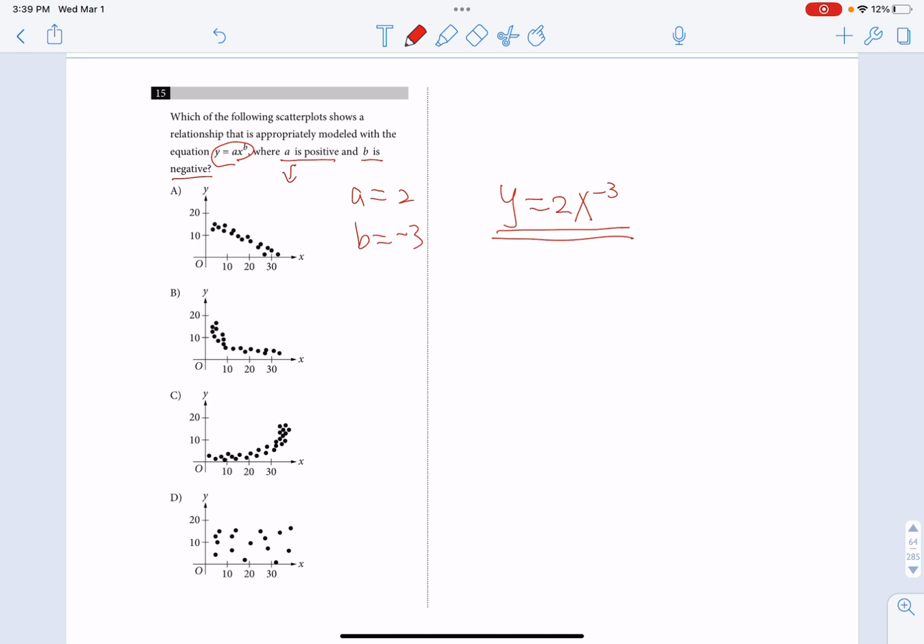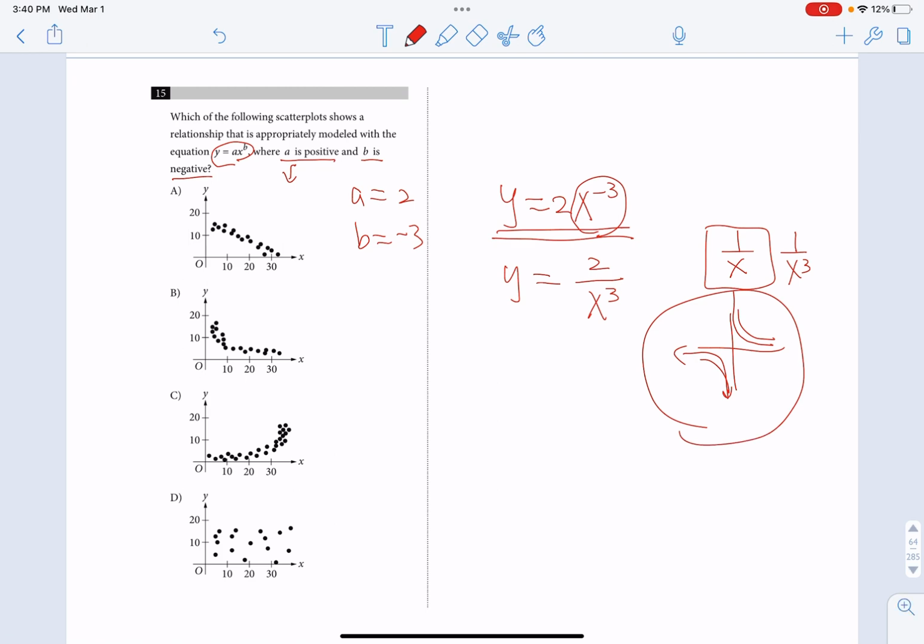And then if I just rewrite this one, y equals 2 times x to the negative third power, you can rewrite it as 2 over x to the third power like that. And the 1 over x graph is a rational function. The graph looks like this. And 1 over x cubed has the same shape, but it's a little skinnier like that. Maybe it's going a little closer to the origin. So eventually the graph looks like this.